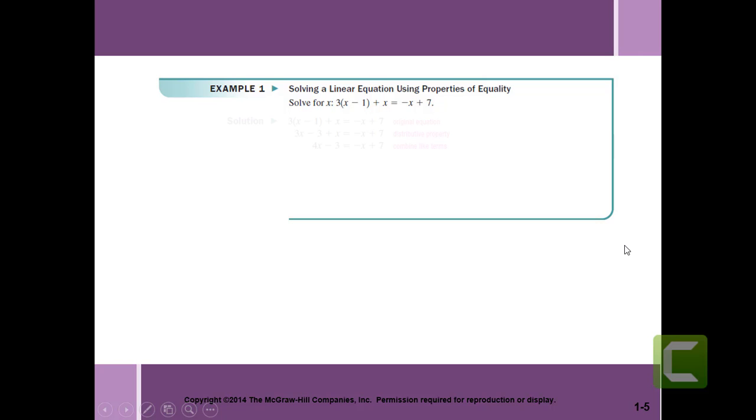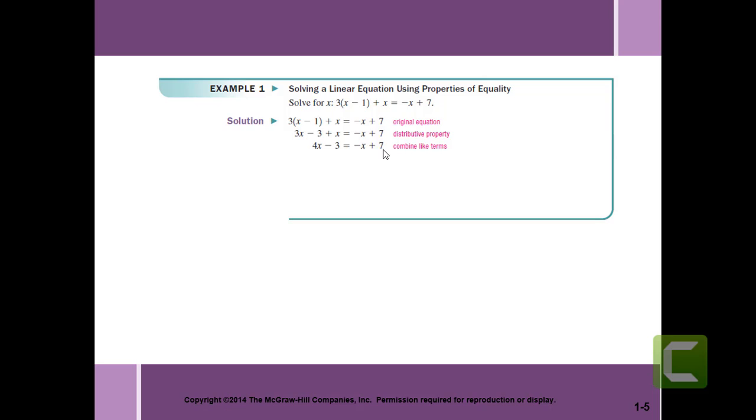So let's do that. So notice how they do that right here. And so now, once you did that, now what you're going to do is add like terms. Well, you got a 3x here and an x here. And so what do you get? 4x minus 3 equals negative x plus 7. Okay, so now what's next?